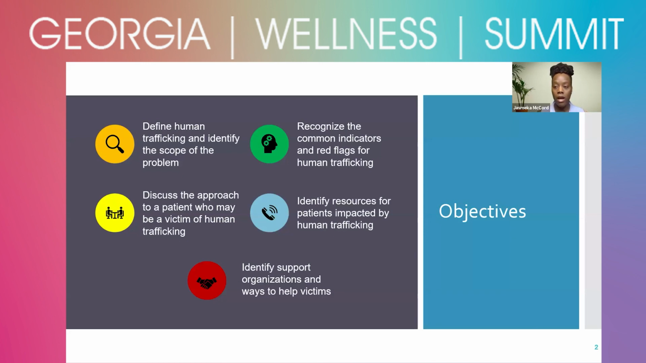My objectives are as follows: to define human trafficking and identify the scope of the problem, to recognize the common indicators and red flags for human trafficking, to discuss the approach to a patient who may be a victim of human trafficking, ways to identify resources for patients impacted by human trafficking, and finally, ways to identify support organizations and ways to help victims.